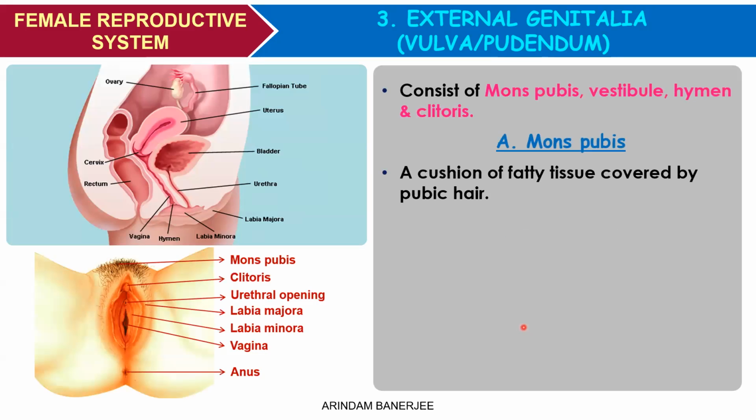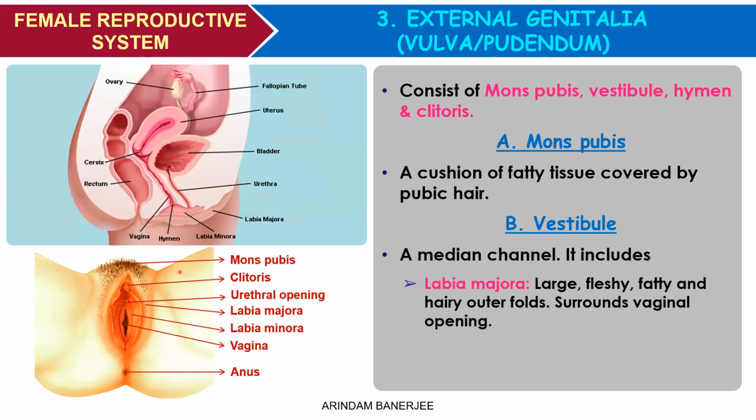In case of the mons pubis, what is the mons pubis? The pubic hair which is present is known as the mons pubis. Next, the vestibule. The vestibule is basically divided into the labia majora and labia minora. What is labia majora? Labia majora means the larger outer folds, which are fleshy, fatty, and hairy.